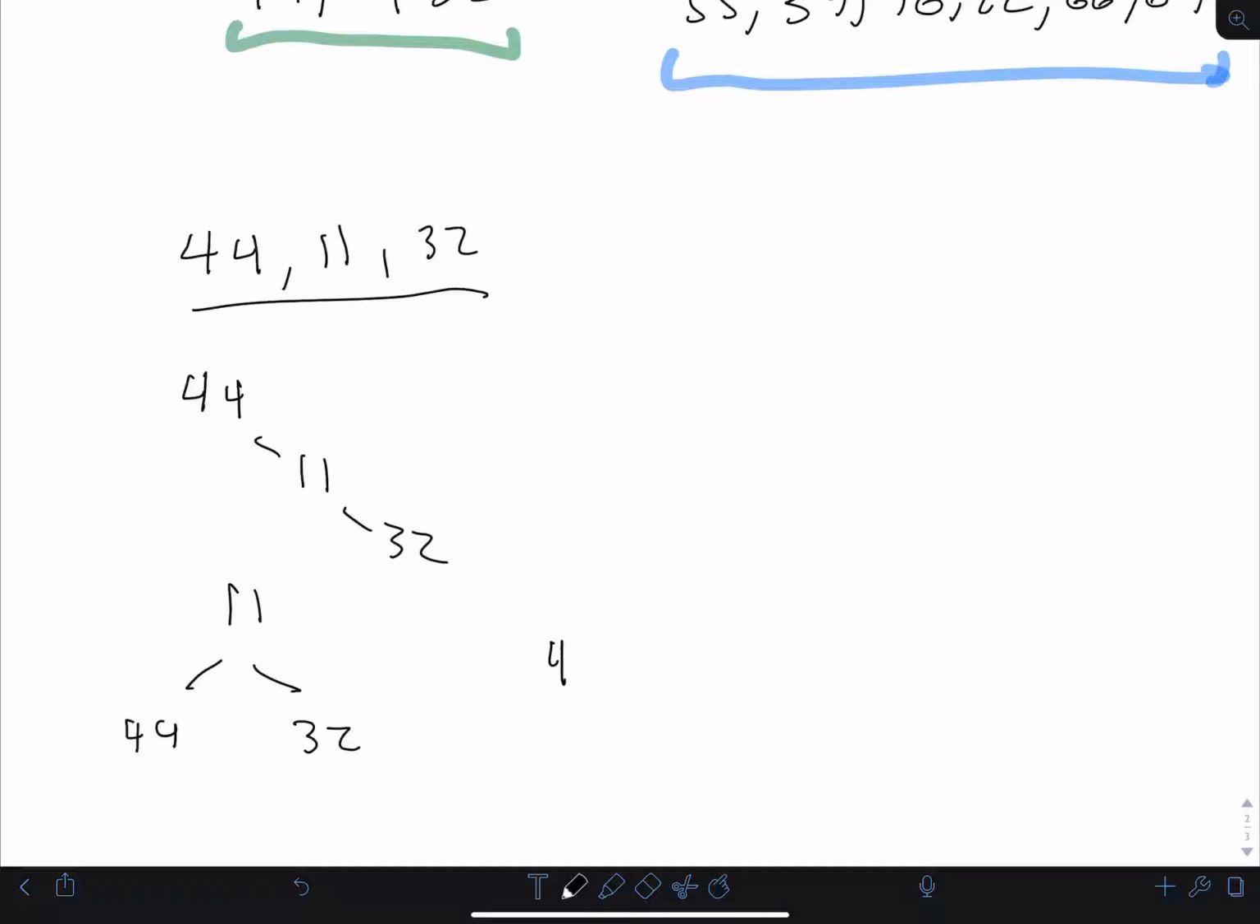If we make 32 here, 44 maybe there, and then 11 here. Yeah, that works too, right? So there's at least that many. Maybe more. Don't really feel like thinking about it. But I know that these many will work, right?